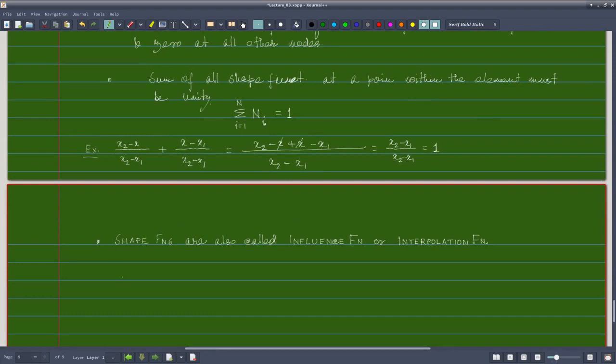Okay, so interpolation, because the displacement at any point is interpolated out of nodal displacements or nodal DOFs by these functions. That's why we call it interpolation function.